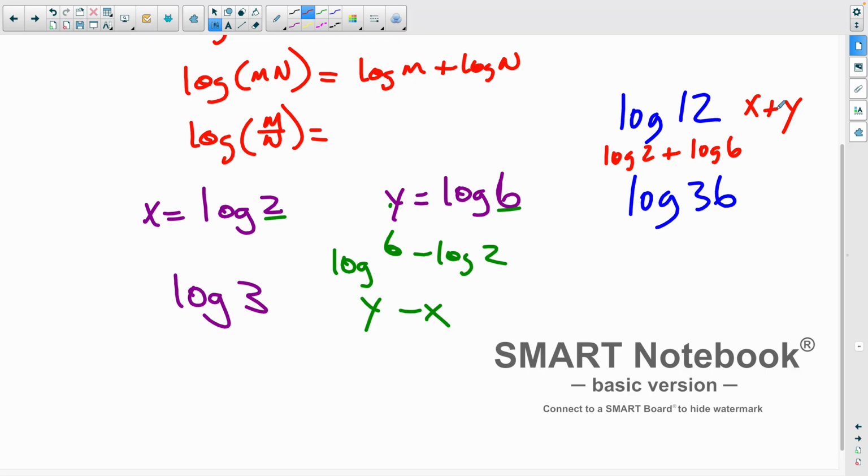Is 36 just 2y? Okay. 36 is 2y. That's one way to say that. Anybody else come up with a different way? Could you put log 6 plus log 6? You could do log 6 plus log 6 because then I would multiply the 6's together and get 36. What is log 6? Y. Log of 6 is y. You could say y plus y.